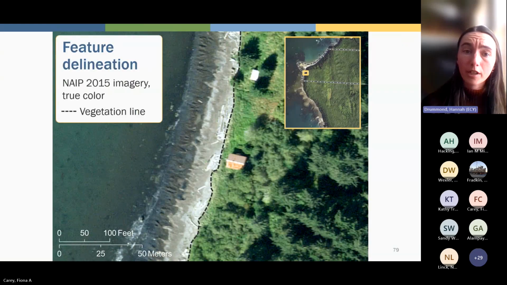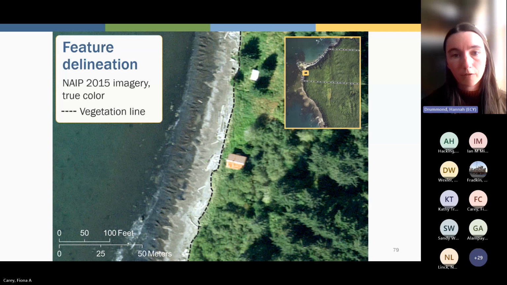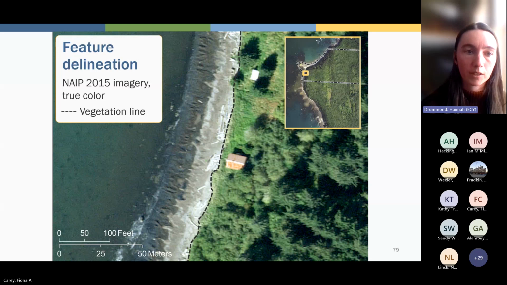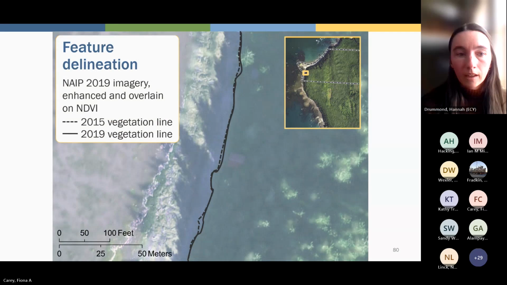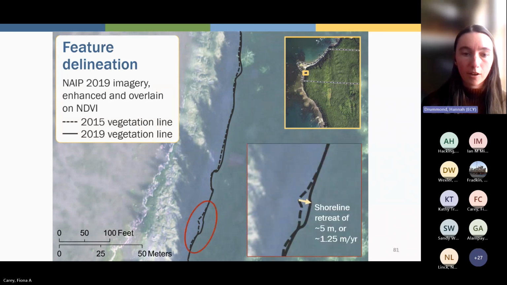From that aerial imagery, we delineated a series of coastal features. In this slide, the dotted line in the center is showing where we might digitize a vegetation line. This is from 2015 NAIP imagery. Next slide, please. Then we can look at a subsequent year of imagery and digitize that same feature. The solid line is showing where we might digitize that 2019 vegetation line. Next slide, please.